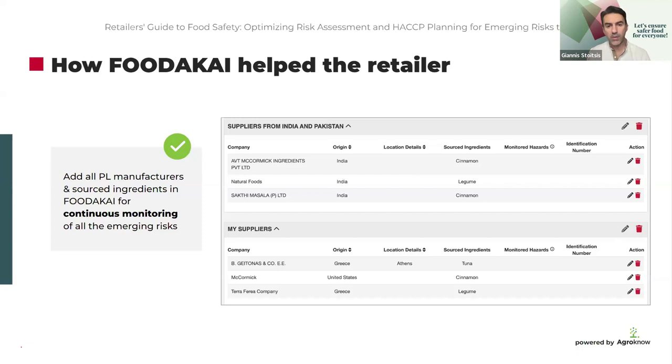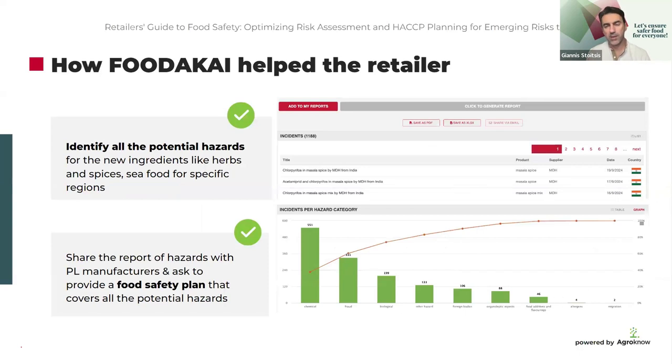If we go to the next slide, if we do this process, it's very easy for the food safety and quality assurance team to identify all the potential hazards, especially for new ingredients that they have introduced in their supply chain, like herbs and spices, seafood that are coming from specific regions. And we can create hazard reports for all these emerging issues and share the reports with PL manufacturers and ask them to provide a food safety plan that covers all the potential hazards. So this is what our client did.